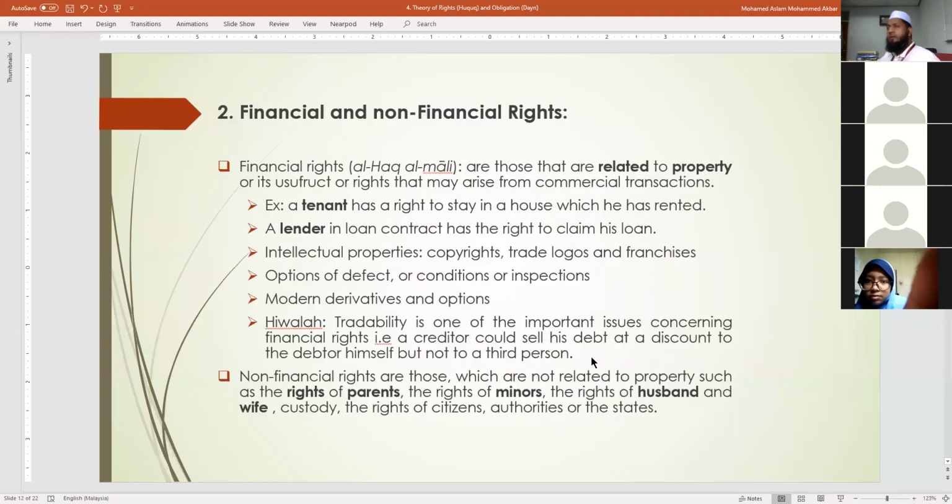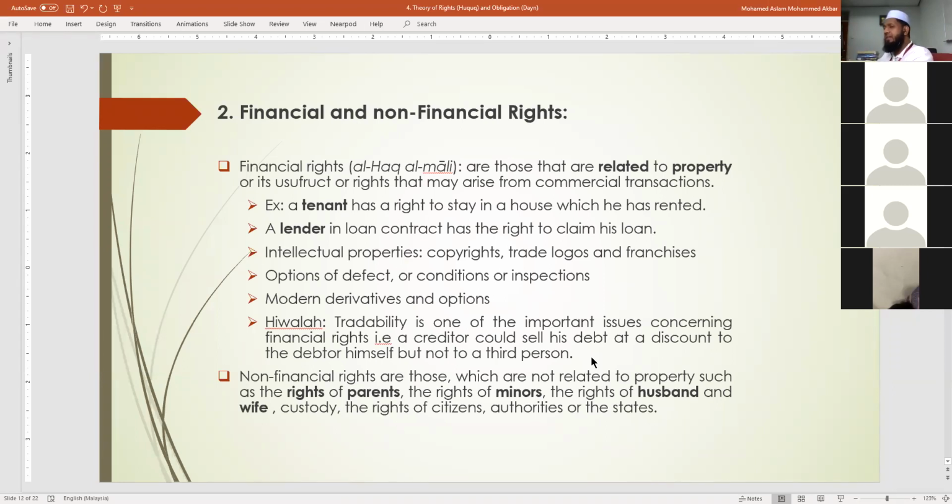All right. The second classification is the financial and non-financial rights. I think you know most of it. Financial haq, financial rights, al-haq al-mali, are those that are related to property. Example, a tenant has the right to stay in the house. A lender in a loan contract has the right to claim his loan. Intellectual property, options of defect, which we will discuss later, the khiyar, option of difference, modern derivatives and options. Even hiwala, tradability, is one of the important issues concerning financial rights. Creditor, debtor, these are there. Whatever comes with financial values and has rights comes under financial rights.